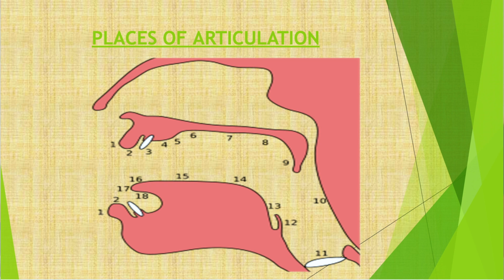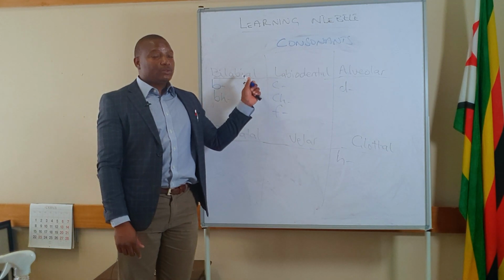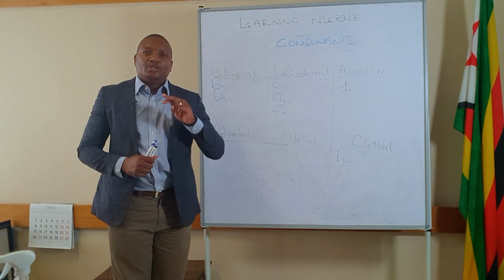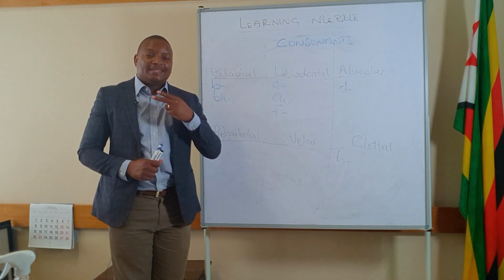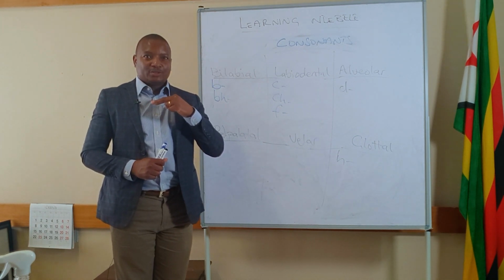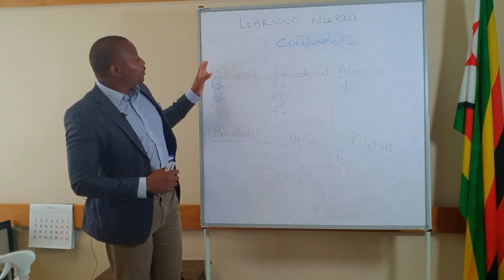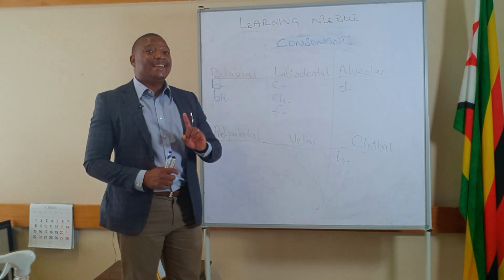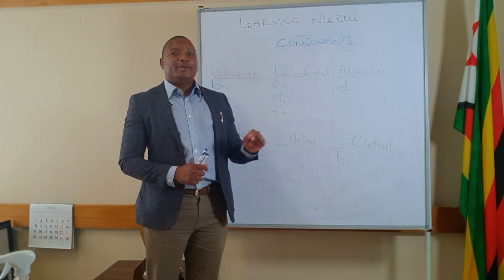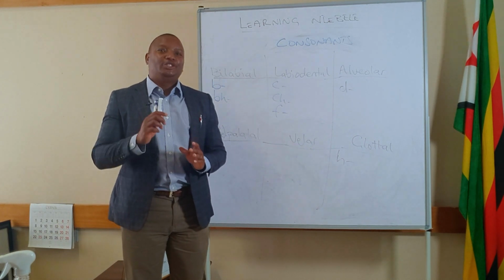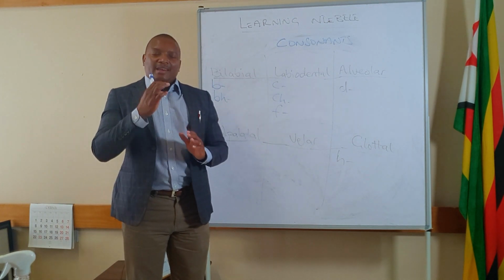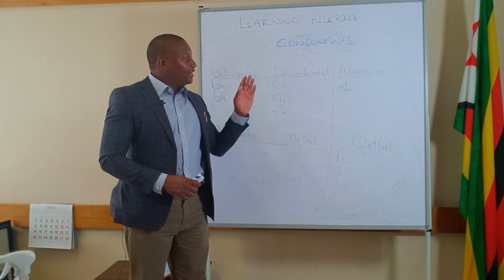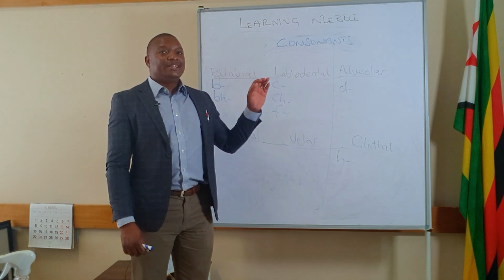We've got bilabial sounds. Bilabial sounds are sounds that are produced by the two articulators known as the lips as they come together. Okay? So sounds that are produced by the two lips coming into contact with each other. And then we've got the labiodental sounds. Labiodental sounds are sounds that are produced when the lips come into contact with the teeth. Okay? When the lip comes into contact with the teeth.